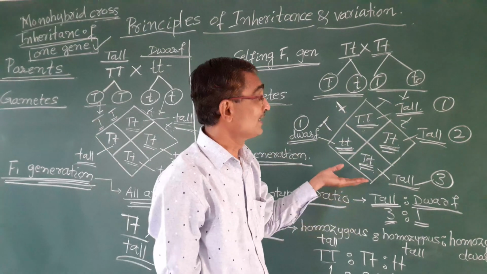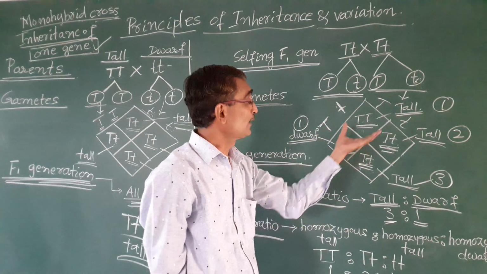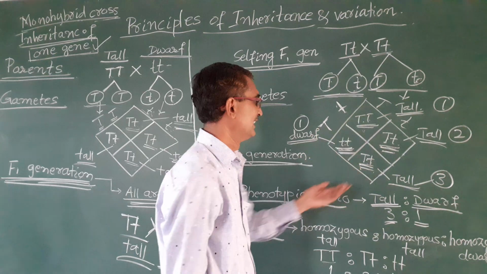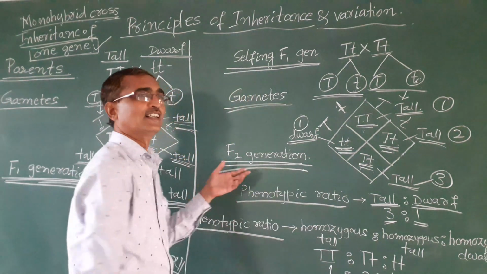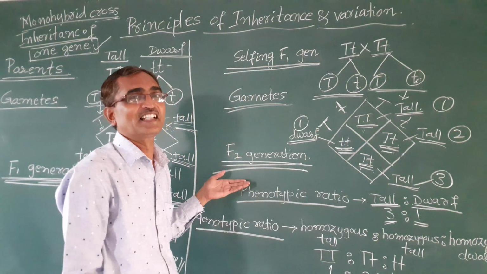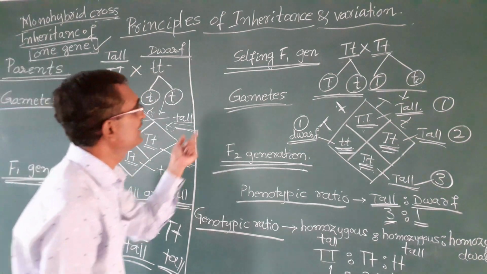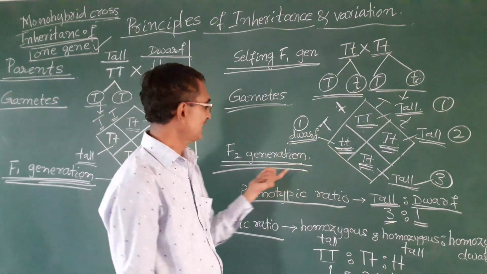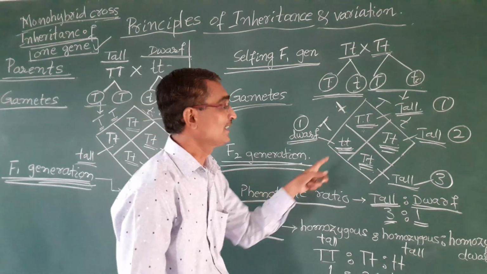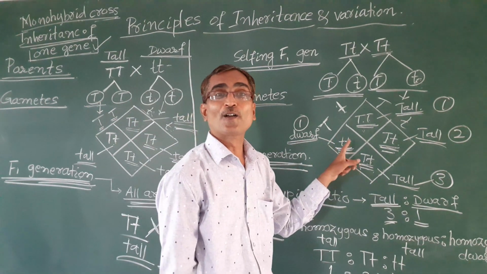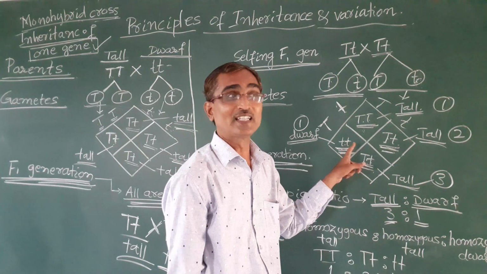Let us see what these offspring are. They are called the F2 generation, that is the second generation. Here it is the first generation, and after this we get the second generation, called the F2 generation. Let us see whether all are tall or all are short.